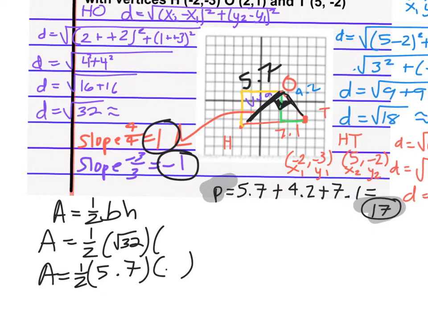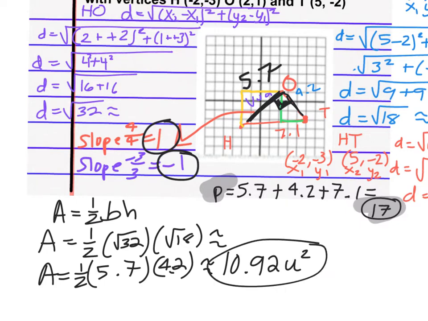And the height was 4.2. Or 4.2 was, what was that as our square root? 18. Okay. So either one you can use on your calculator. You could do 0.5. So you're definitely going to want a calculator for this. If you do your decimals, I'm getting 10.92 units squared. I'm just going to call it units squared for area. And that's my second answer.